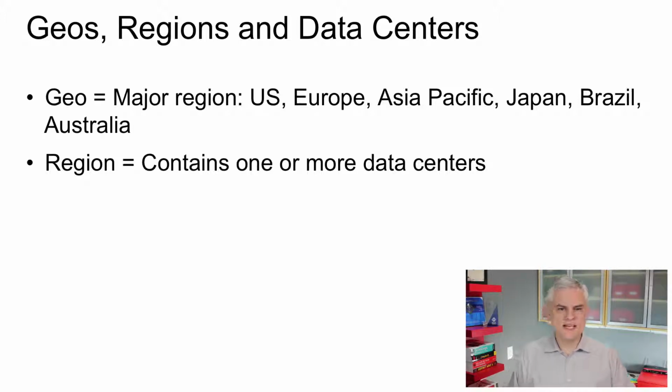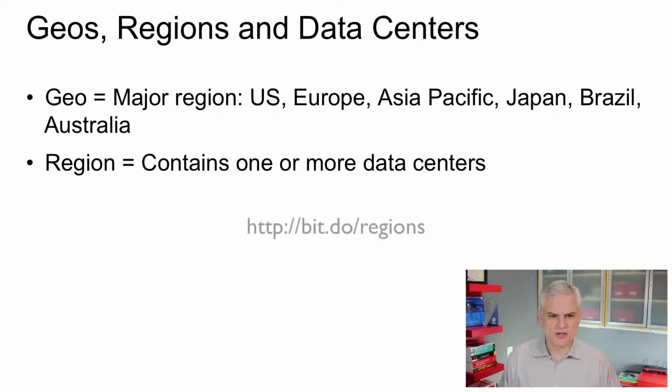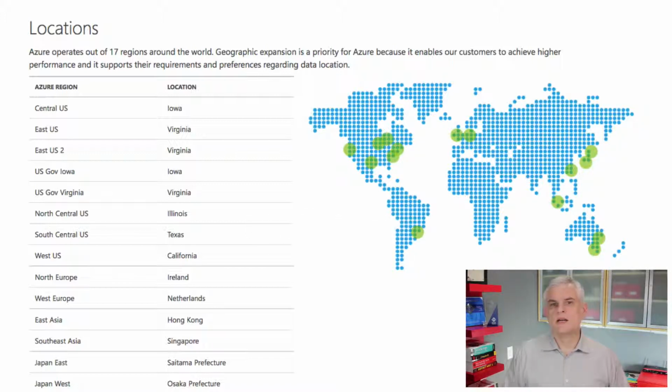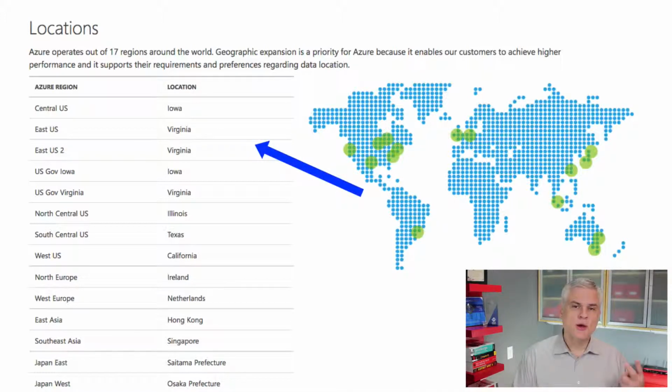And so if you take a look at this marketing page on the Azure website, I posted the link here, you can see that at the bottom it gives a list of the locations. So a given region may have more than one data center. For example, there's the US East region, which has 2 data centers, both in the state of Virginia.